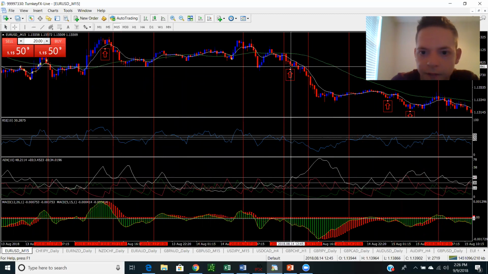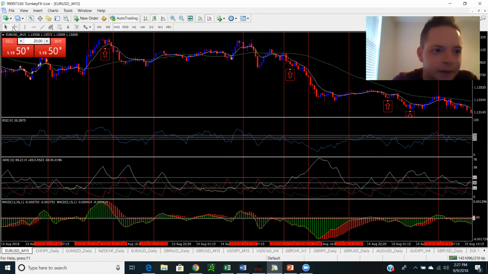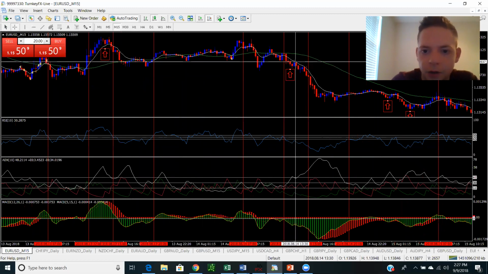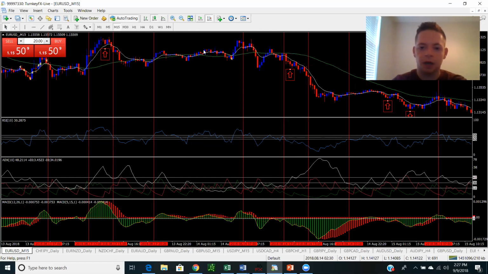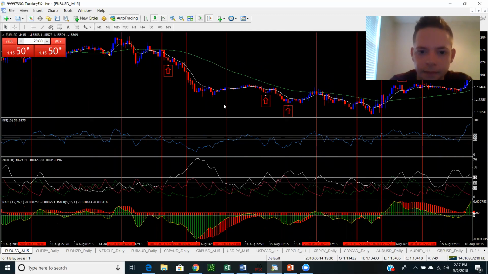Let's see, confirmed here. So let's say you got in here, and then it pulls back, and you're like 8, 9 pips in drawdown. Instead, we already know it's going to pull back, so we wait for that and we let it pull back to the 8, and then this is where we get in, and then boom, right to take profit. It bounces right off of the 8 every time.